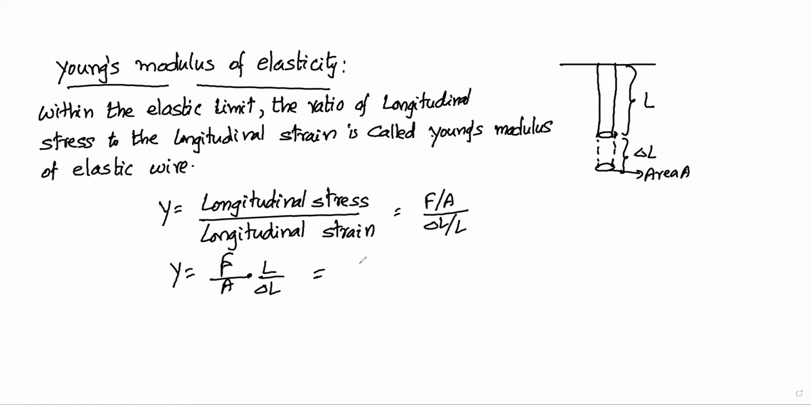That is equal to F by the area of the wire, which we can take as pi r square, into length by delta L. Since L is equal to 1 meter, area A is equal to 1 meter square, and delta L is equal to 1 meter, then Young's modulus is equal to the force.